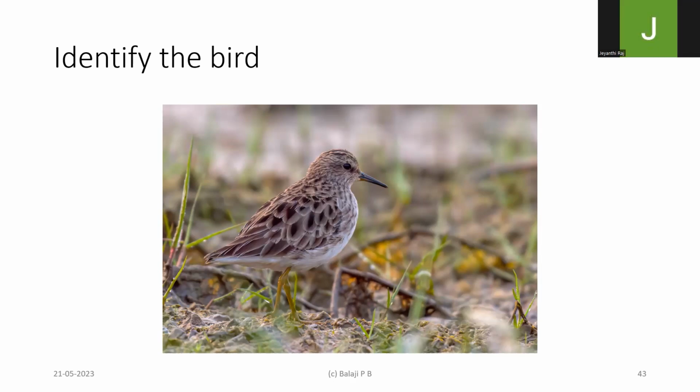The markings on the upper body are another thing that we need to keep in mind, because the little stint and the long-toed stint will have very prominent upper body markings, whereas the Temminck's stint will have a fairly plain kind of upper body. So apart from the legs, we also need to look at the upper body markings. So this one here is a long-toed stint. And this was photographed in Mangalajodi in Odisha.